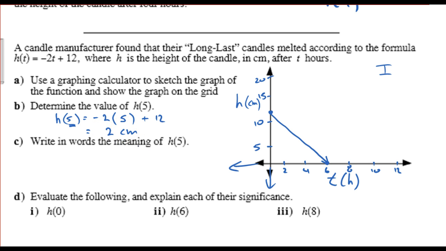So let me go ahead and label that on the graph. 2 centimeters. Well, that's 5 here. 5 is about here, and then right there. There we go. That's part A, part B there. So write in words the meaning of this. Well, what this means is that the candle is 2 centimeters when the time is 5 hours, or after 5 hours.